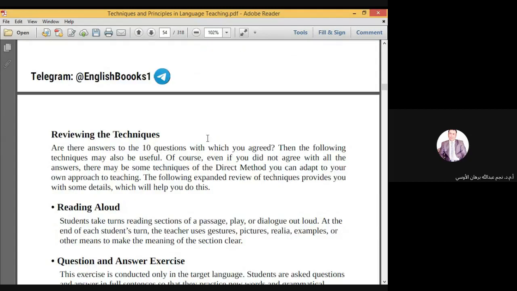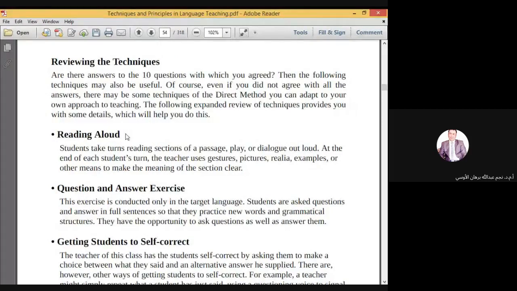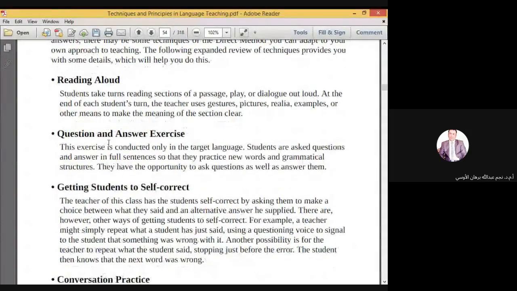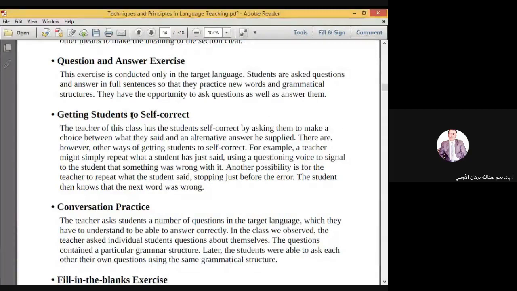Now we move to the techniques of this method. Reading aloud. What is meant by this technique? Students take turns reading sections of a passage, play, or dialogue out loud. Question and answer exercise. This exercise is conducted only in the target language, getting students to self-correct. The teacher of this class has the students self-correct by asking them to make a choice between what they said and an alternative answer that is supplied.